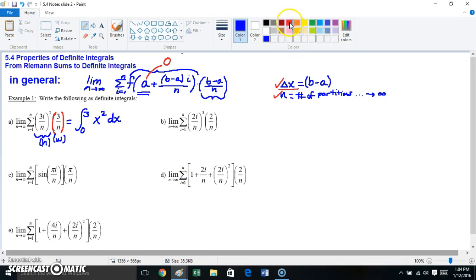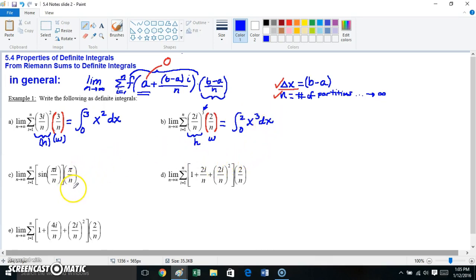Okay, let's take a look at question B. So again, this term, 2 over n, is indicating our width, this term indicating our height, and our height has to come from our function. Here we have a cubic function, so we're looking at the integral from 0 to 2 of x cubed dx.